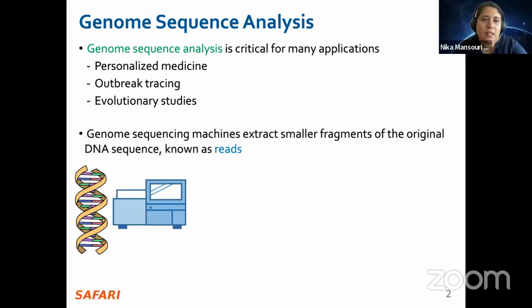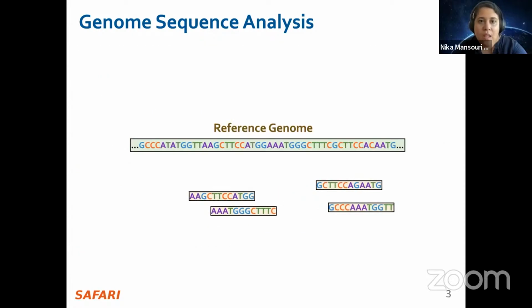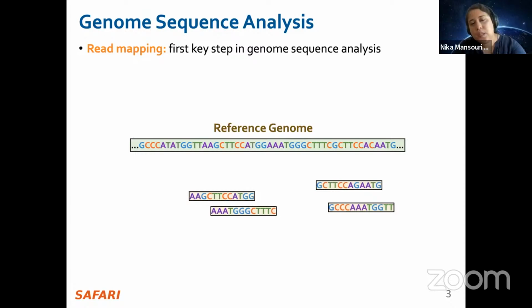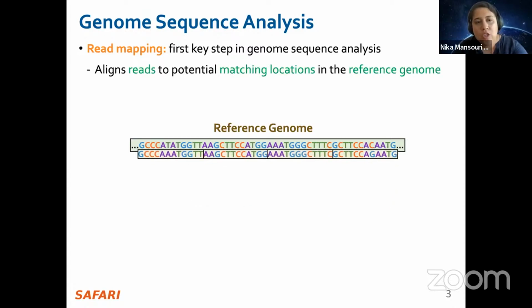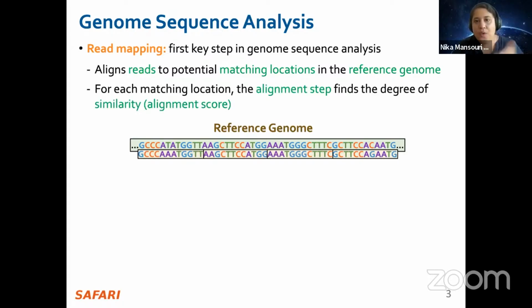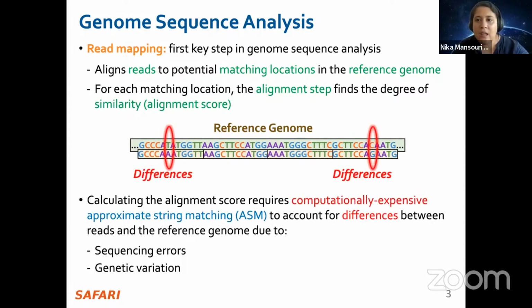And genome sequencing machines extract the smaller fragments of the original DNA sequence known as reads. Read mapping is the first key step in genome sequence analysis that aligns reads to potential matching locations in the reference genome. And for each matching location, the alignment step finds the degree of similarity and differences between read and reference by calculating the alignment score. Calculating the alignment score requires computationally expensive approximate string matching, or ASM, to account for differences between reads and the reference genome that might occur due to different reasons, such as sequencing errors or genetic variations.